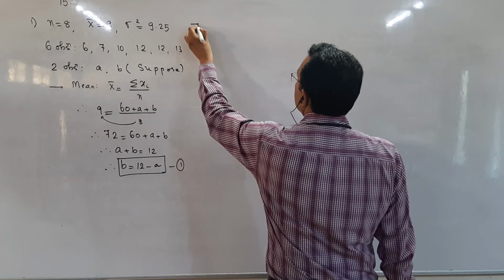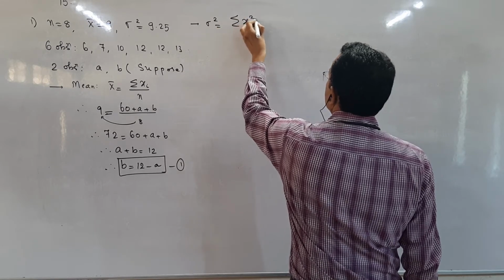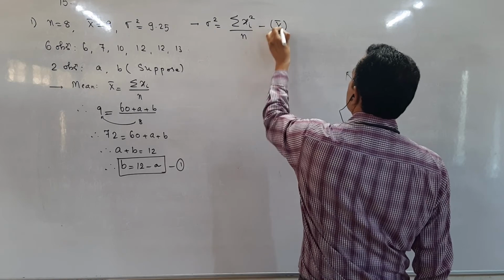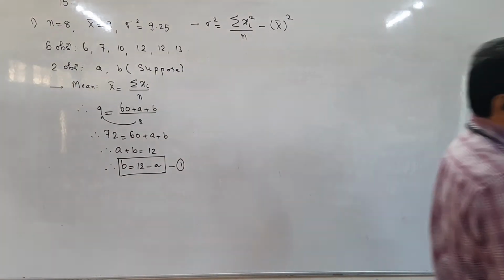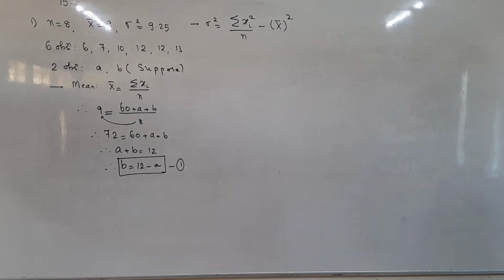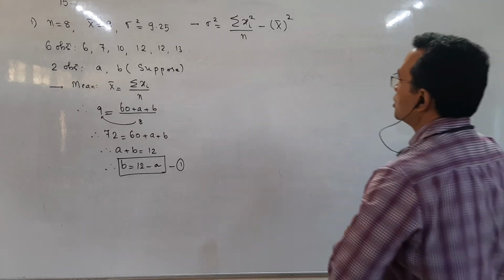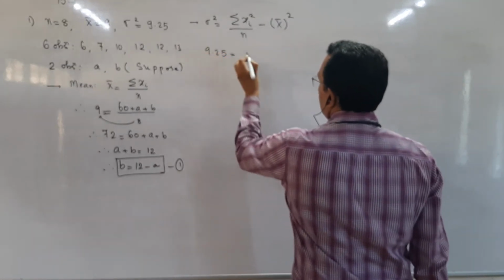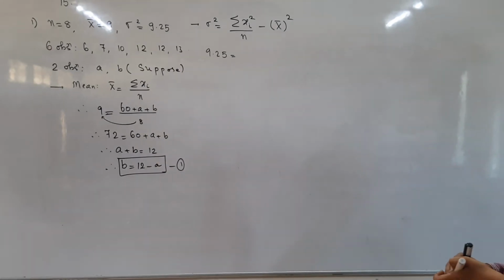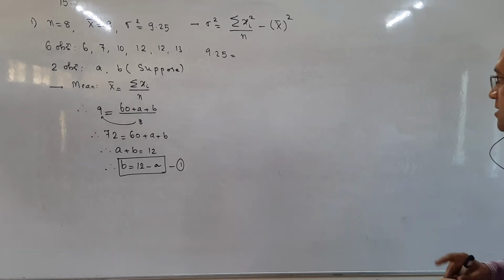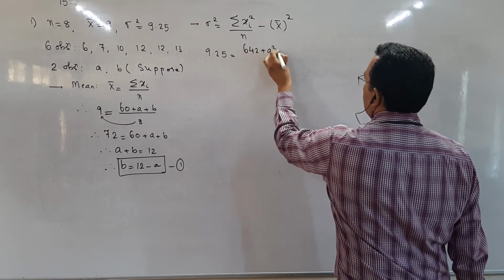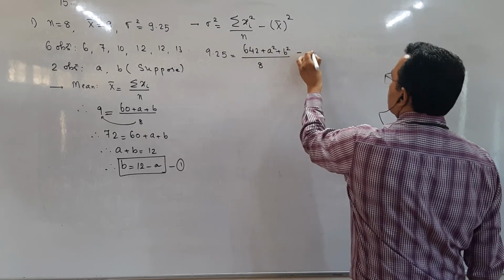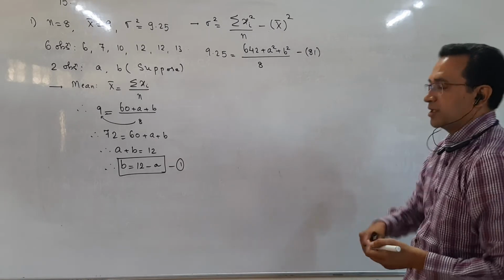Now for unknown observations, we always use this formula of variance: summation xi square upon n minus x bar square. Why? Even though the mean is an integer, this formula is allowed. Just for our convenience, when the mean is not an integer, we could have gone for this formula. It is fair. For unknown observations, use this. So 9.25 is equal to, now square and add all the observations: 36 plus 49 plus 100 plus 144 plus 144 plus 169 plus a square plus b square. So this is 642 plus a square plus b square, upon n which is 8, minus x bar square which is 81.